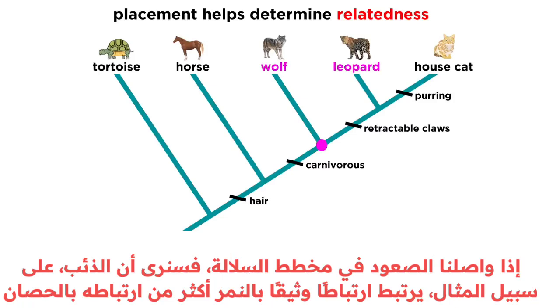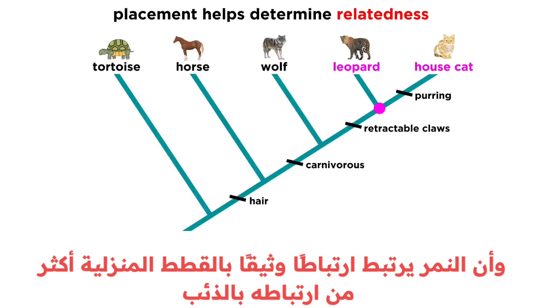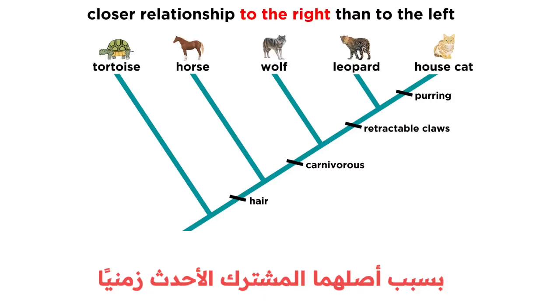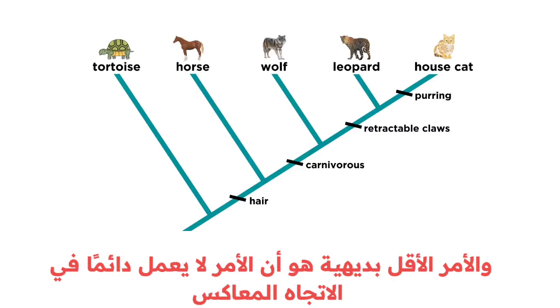If we continue up the cladogram, we see that the wolf, for example, is more closely related to the leopard than to the horse, and that the leopard is more closely related to the domestic cat than to the wolf. This is fairly straightforward. Each animal listed is more closely related to the animal on its right than on its left, due to their more chronologically recent common ancestry. What is somewhat less intuitive is that it doesn't always work in reverse.